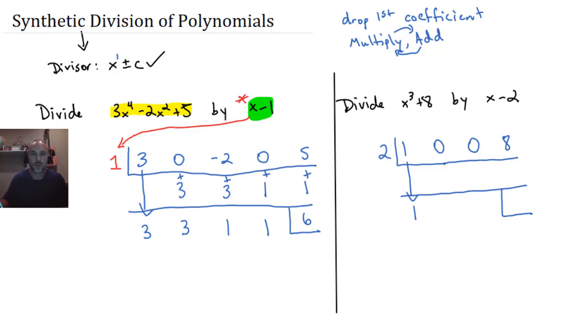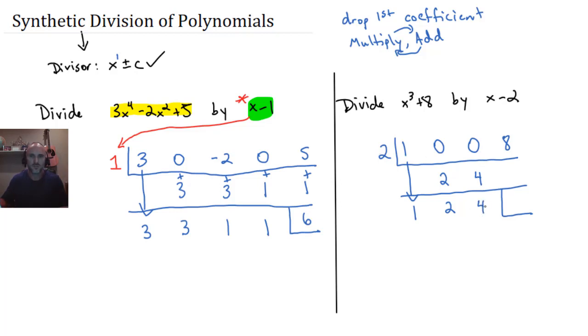Let's repeat the process over here. We've already dropped our first coefficient. Now we start multiplying and adding. 2 times 1 is 2. 0 plus 2 is 2. 2 times 2 is 4. 0 plus 4 is 4.